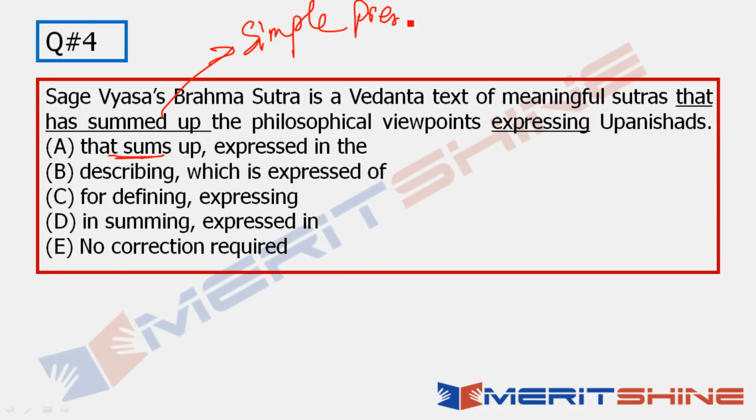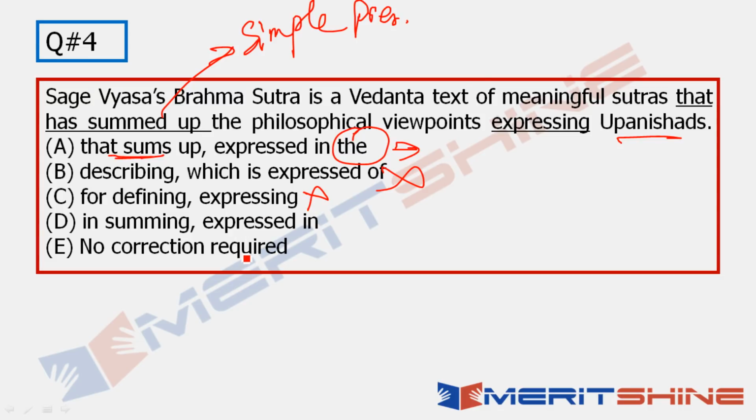The philosophical viewpoints expressed in the Upanishads, that's also perfectly fine here. And normally before some religious texts like that, we use a "the". So A seems perfectly fine. Describing the philosophical viewpoints, now describing the philosophical viewpoints which is expressing of Upanishads is wrong. For defining the philosophical viewpoints, expressing Upanishad, expressing itself is wrong in there.